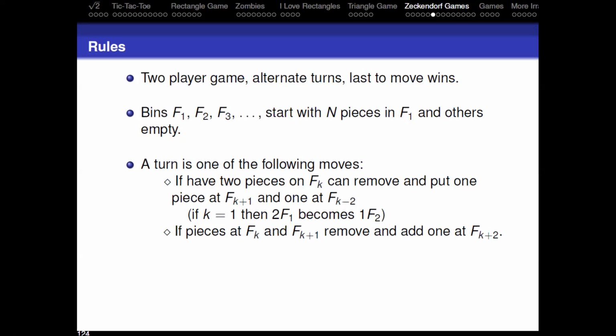The other thing is if we have something on 2 consecutive bins, we can remove each of those and put something on the next one. So if we have something on the 8 and something on the 5, we can remove those and just put something on the 13.